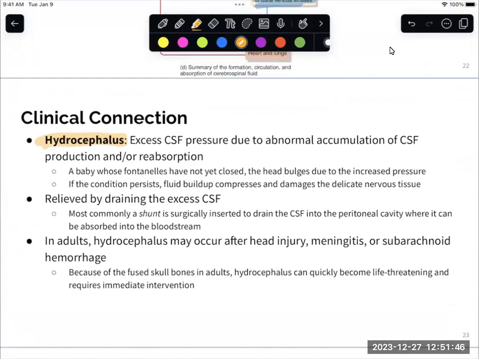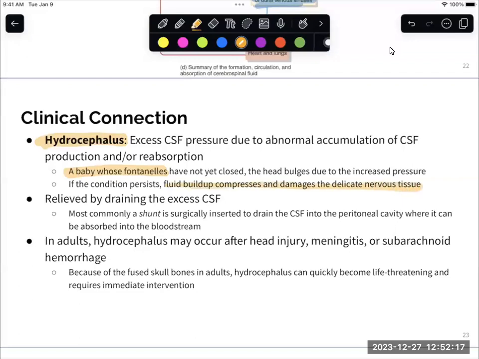And in a baby, their skull has not fully fused together yet. All the separate bones in that skull have not come together. So because of this increase in pressure, their skull starts to expand and this fluid starts to build up in the skull. Eventually, it can compress down and cause damage to the brain.